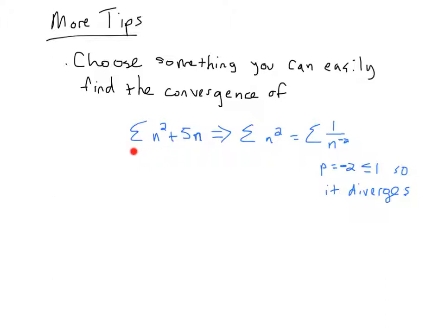So back to the same series we used in the last example. If we have n squared plus 5n, then we can pick the infinite series n squared because we saw what happens when we take the limit. The limit is equal to 1. But we can also easily find the divergence or the convergence of this because it's just a p series, so I have 1 over n to the negative 2 if I rewrite n squared. And negative 2 is less than or equal to 1, so that means by the p series test it diverges.